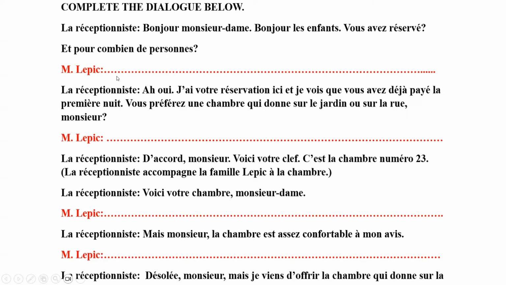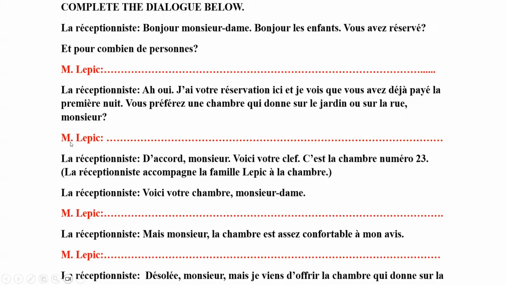Then after where we are supposed to give our response, the receptionist says, Ah oui, j'ai votre réservation ici et je vois que vous avez déjà payé la première nuit. Vous préférez une chambre qui donne sur le jardin ou sur la rue, monsieur? Oh, yes, I have your reservation here. And I see that you have already paid for the first night. Do you prefer a room overlooking the garden or the street, sir?